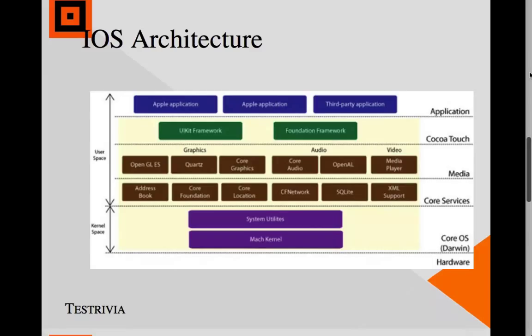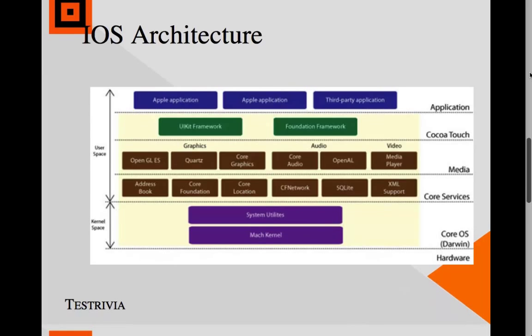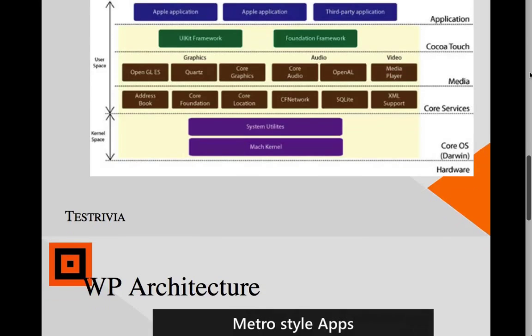You then have Darwin as the core OS and the virtual machine, and the system utilities, and from there it will directly interact with the hardware. So you have the kernel space with the core OS and system utilities such as drivers, and the user space where the frameworks and other applications go. This is what the iOS architecture looks like.